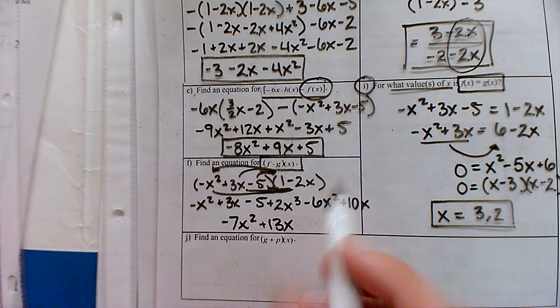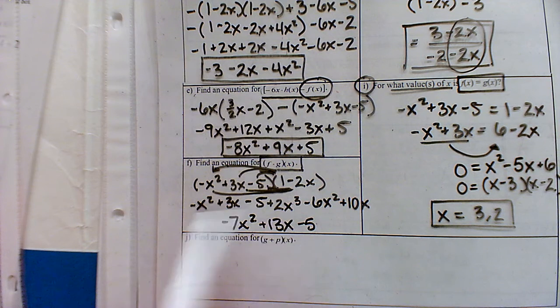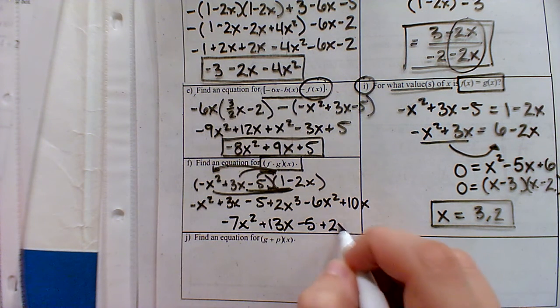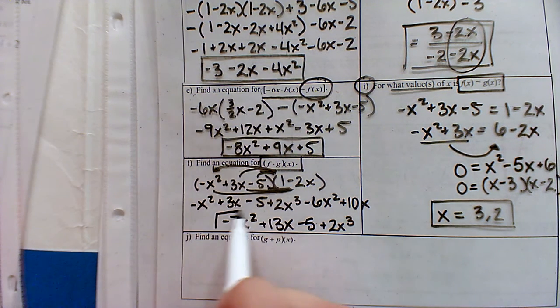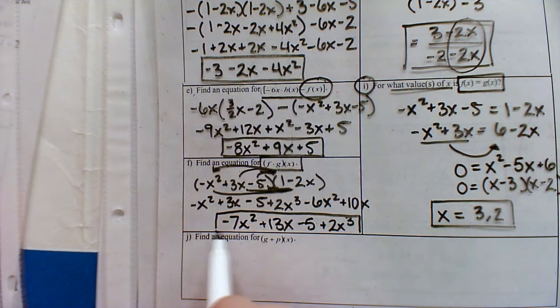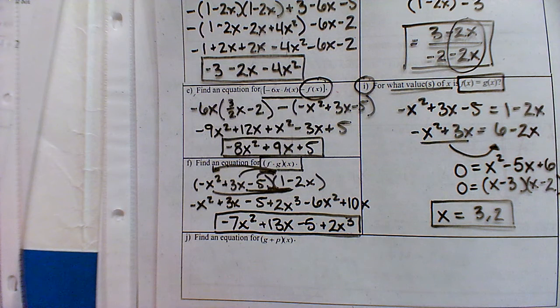We have a negative 5, but no other number value, so that'll stay. And we have a 2x cubed, but no other x cubed to match it, so that'll stay as well. Now, some of you might be used to putting your terms in order, like the x cubed, and then the x squared, and then the x. If you want to reorder them, that's fine. Or if you want to leave it like that, that's okay too. It's just a personal preference, whatever you feel like doing.